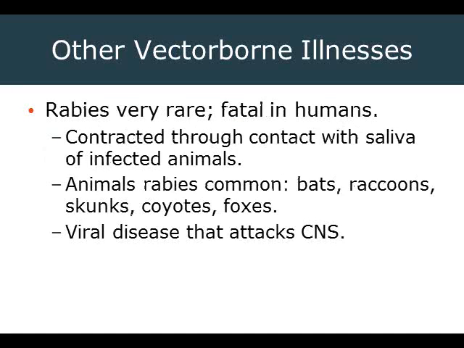Rabies. Rabies is fairly uncommon, but it is fatal in humans. It's fatal in just about everything that it comes into contact with. It is transmitted through saliva, through bites of infected animals, and it only affects mammals. So bats, raccoons, coyotes, skunks, foxes, and it is a viral illness that attacks the CNS. It also is sometimes referred to as hydrophobia because of the excess salivation and the fear of water, they are often foaming at the mouth.